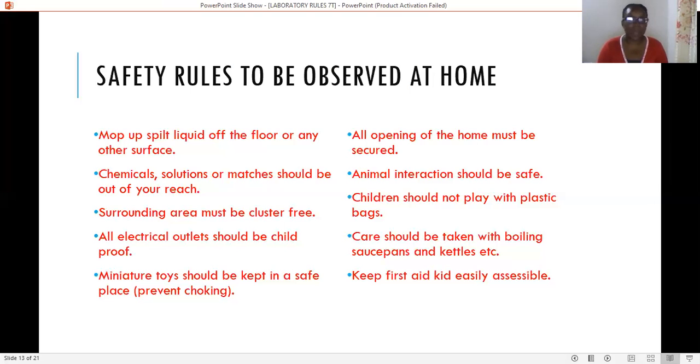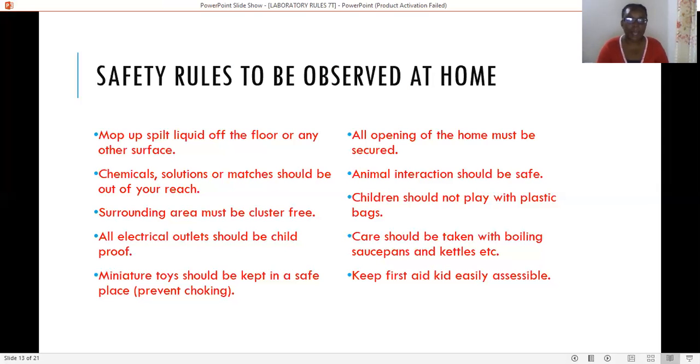Also, children should not play with plastic bags. We know that already. We don't have a lot of plastic bags around, but even the normal bags, just keep them away from them to prevent accidents like suffocation.